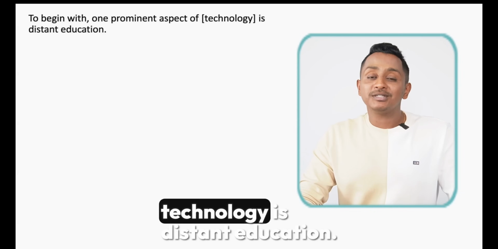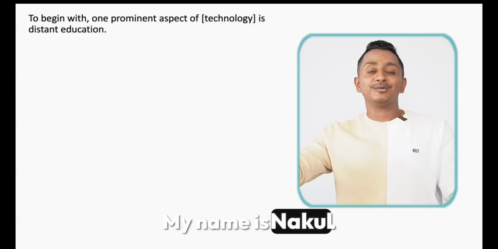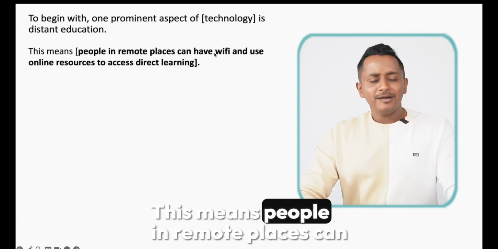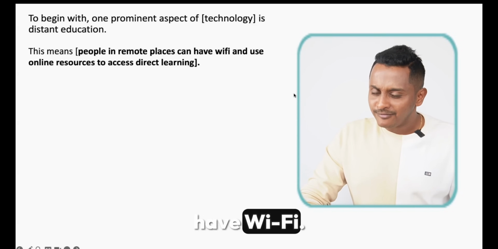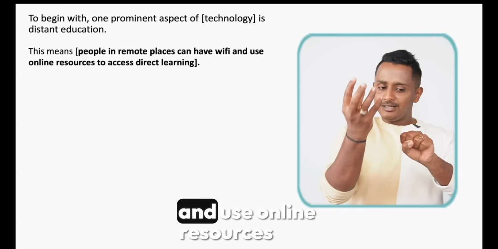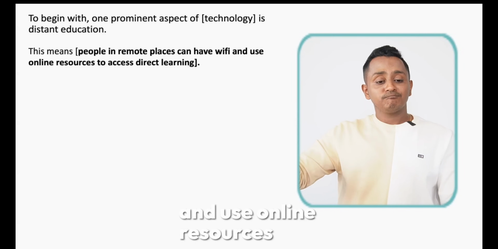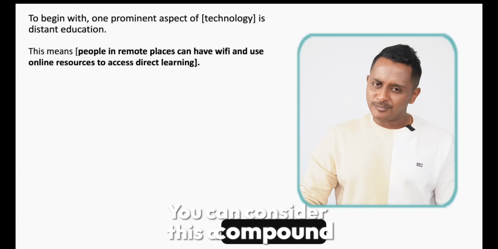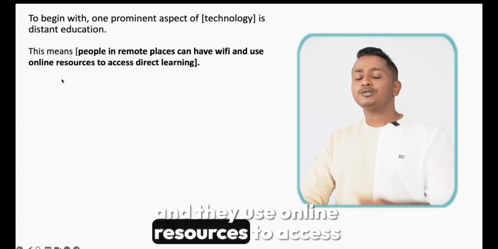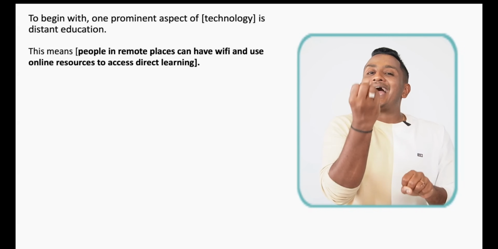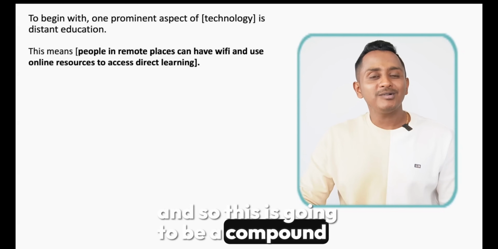So this was the second paragraph. To begin with, one prominent aspect of technology is distant education. That's a simple sentence, meaning no connectors. This means people in remote places can have Wi-Fi. First sentence, independent sentence, and a comma is missing there, and use online resources. And they use online resources to access distant learning. You can consider this a compound sentence. There are 2 simple sentences connected using the connector "and". So this is going to be a compound sentence.